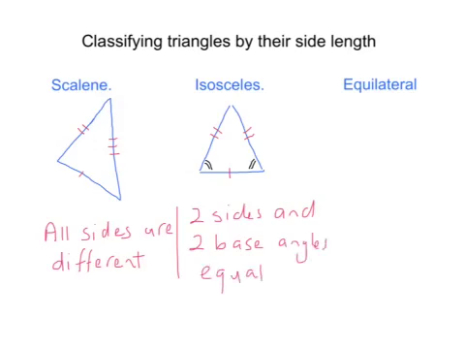Now, that brings us to equilateral triangles. Equilateral triangles, as the name suggests, have all three sides equal in length. So we can put some markings on them to show that all three are exactly the same. And not only are all three sides the same, but all three angles are also the same. And that's why it gets that name of equilateral. So three sides and three angles are the same.